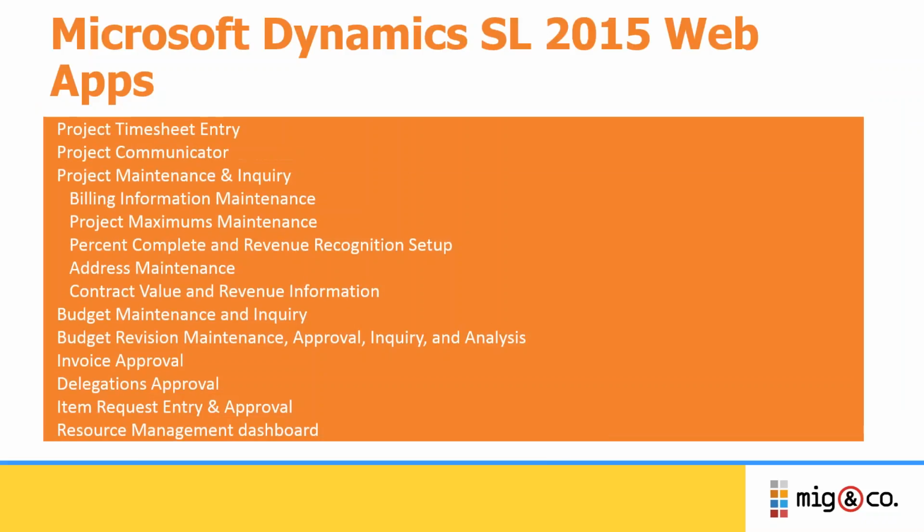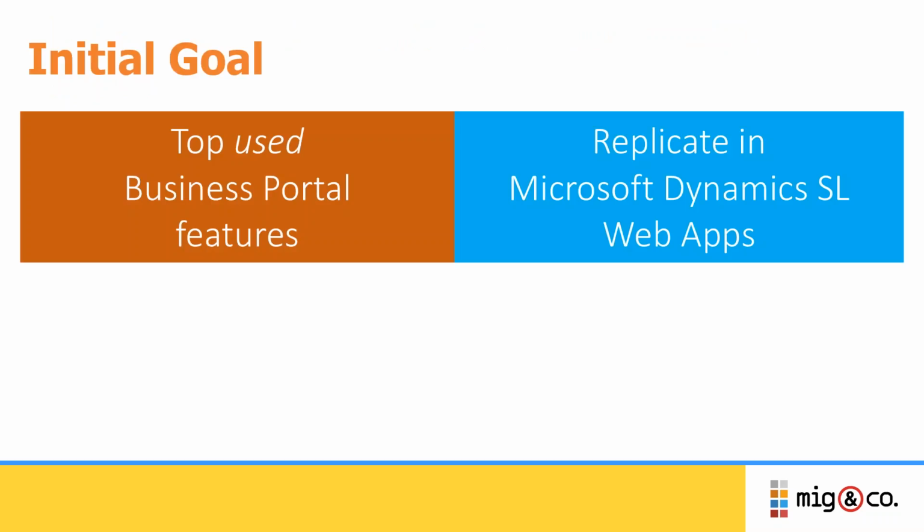All right, so let's look at some pieces of information here. The project series is really enhanced on the timesheets for the web apps. The communicator, if you don't have project, this probably sounds like some foreign language to you, but there are processes that we're trying to extend into the system. Budget maintenance, inquiry, invoice approval process. They're actually working on enhancing the web apps by looking at the top used business portal features and replicating them into the web apps.